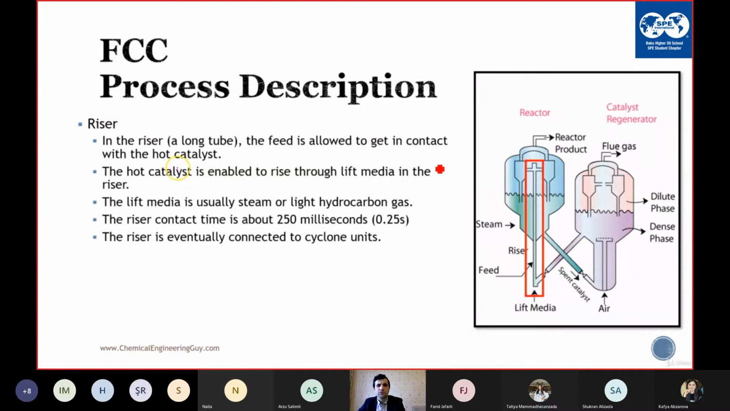Okay, here it is again explained that we have a riser reactor. The riser is the long tube where we have the reaction. The feed is allowed to get into contact with the hot catalyst, and the hot catalyst is enabled to rise through lift media in the riser. You can also call it lift reactor.